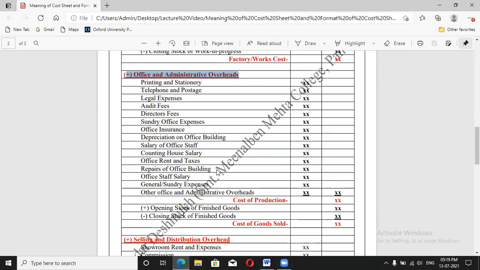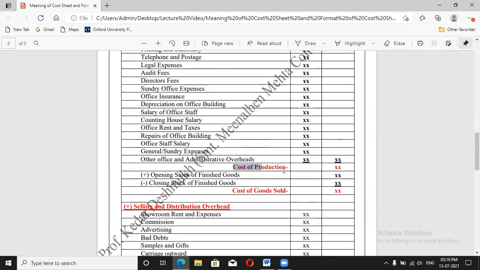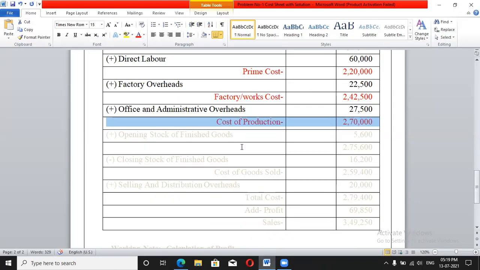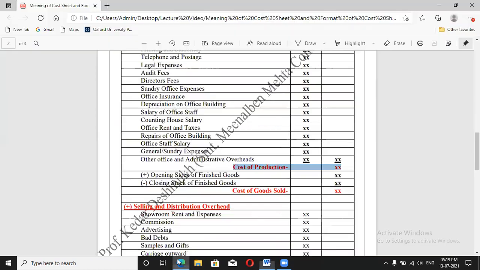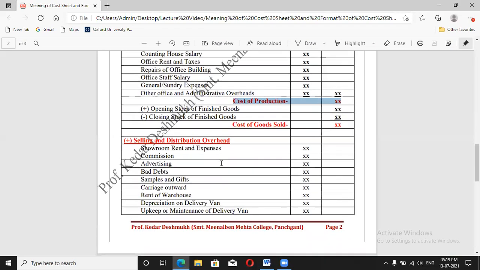So let's see the format of the cost sheet. By adding the office and administrative overhead to factory cost, we get the amount of cost of production. So here we write the cost of production, which is coming to 2,70,000. After knowing the cost of production, the next item in the format is the opening stock of finished goods. Let's see the problem.